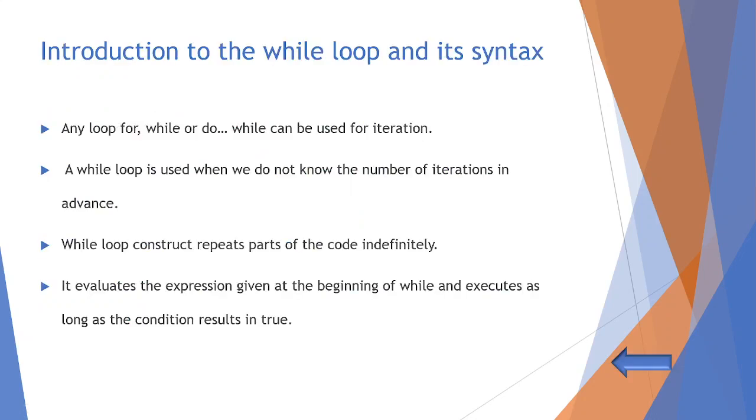We can use any loop, for example for, while or do while, for iteration. A while loop is used when we do not know the number of iterations in advance. But as in a for loop, we know it may be 5 times, 10 times, n times, n divided by 2 times. That is known as definite, whereas the while loop is known as indefinite.